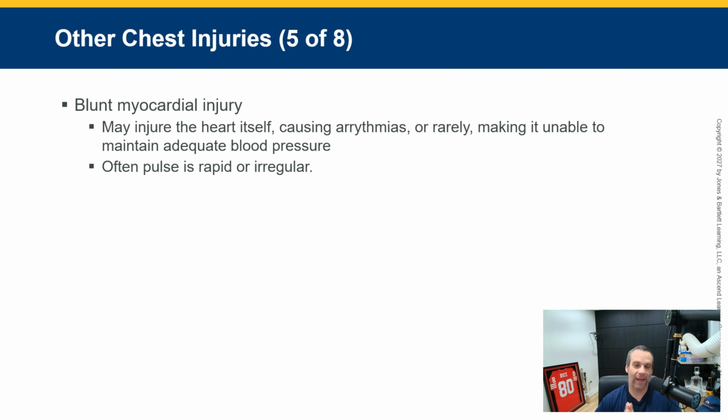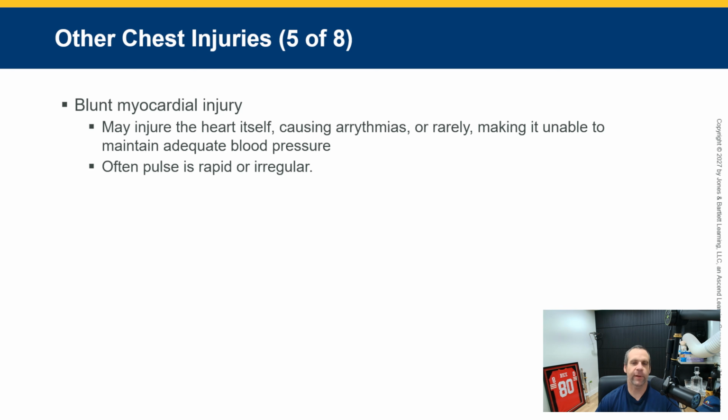Now, a blunt myocardial injury. So this occurs when the force is actually transmitted through the chest, and it bruises the heart muscle. Okay, so now this can impact both the heart's electrical stability and the ability for it to actually contract effectively. The most frequent rhythm finding is sinus tachycardia, but again, the pulse may also become irregular.